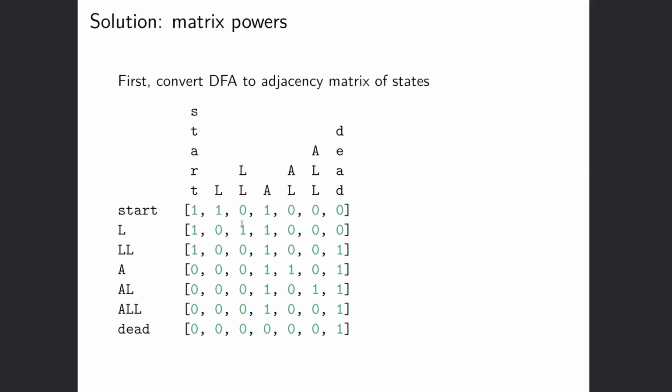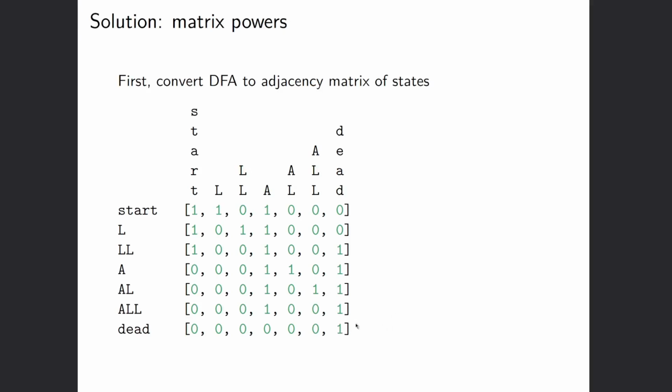So first what we'll do is we'll convert our DFA to an adjacency matrix of states, right? So we can go from start to start, we can go from start to L, and we can go from start to A, but we can't go from start to LL, or start to AL, or start to ALL, or start to dead, right? So we put a 1 there if there's a transition from this side to this side, right? So from the row to the column, we put a 1, and otherwise we put a 0 there. So this is just the adjacency matrix.